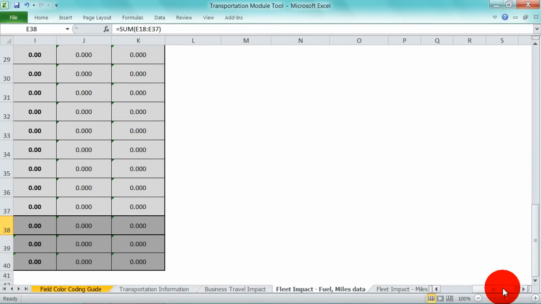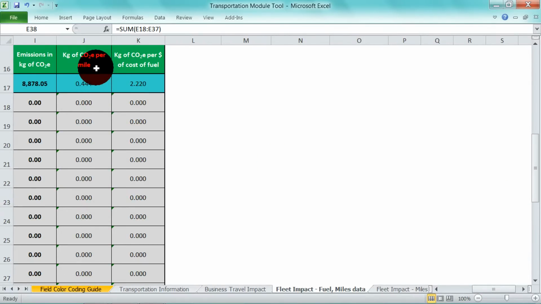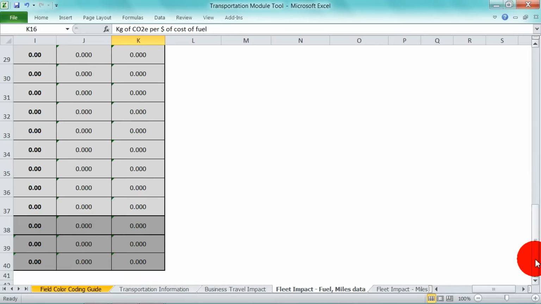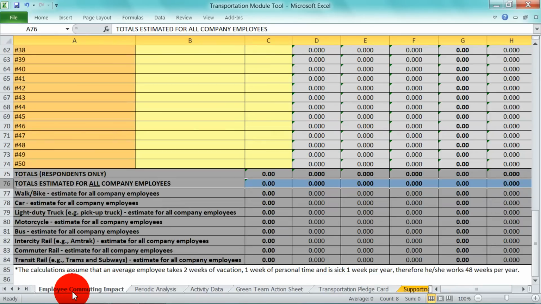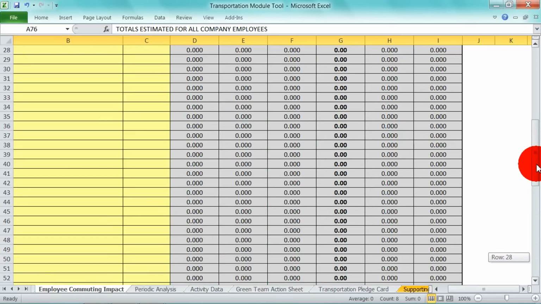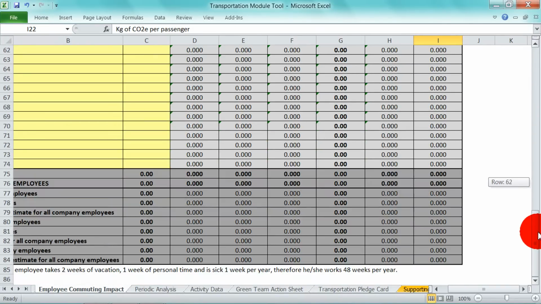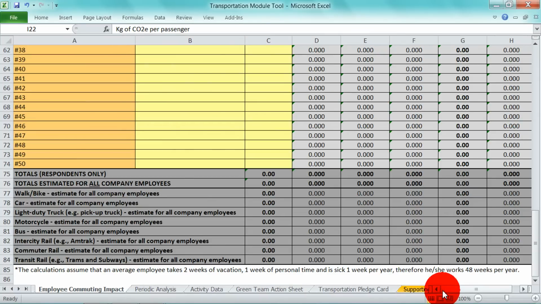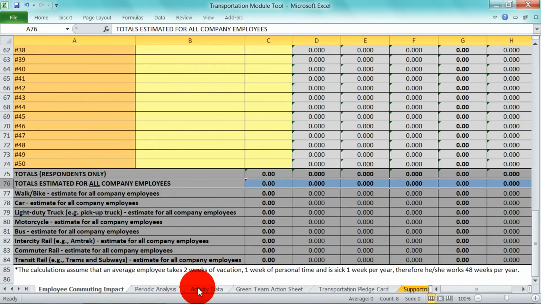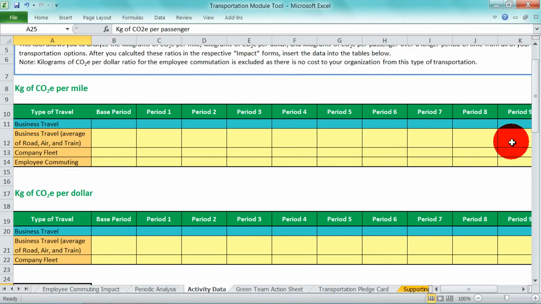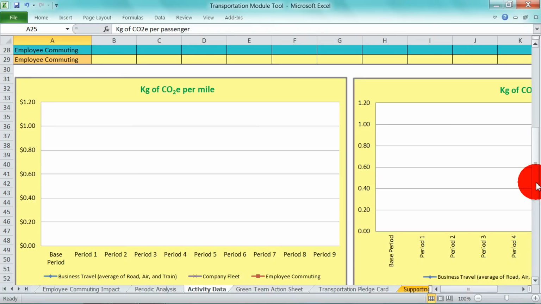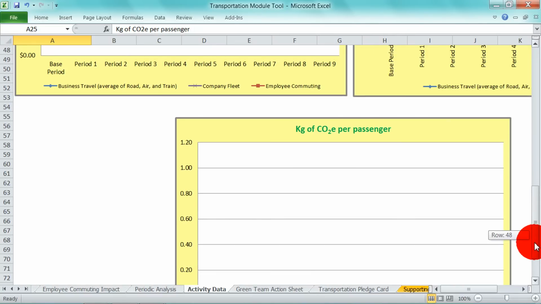For the fleet impact, it is the same. Last two columns are kilograms of CO2 equivalent per mile and per dollar of cost, and you will always input into the table the totals. And then employee commuting, we have activity data there, kilograms of CO2 equivalent per mile and per passenger. And again, you will input the totals for all employees. So totals estimated for all company employees will be input into the activity data sheet. Once you again fill all these tables, the data will be displayed in the charts. It will be very similar to the periodic analysis chart.